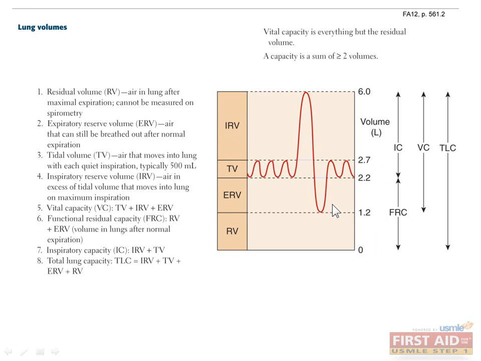So it's basically everything except for the residual volume. And again, this pretty much represents the total amount of air you would breathe in if you first exhaled as much as possible and then inhaled as much as possible.